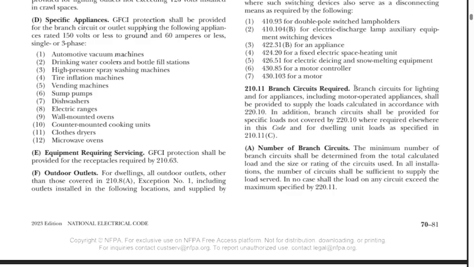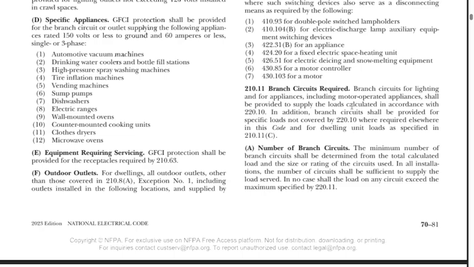All right. And I'm going to point out another code section, and then for those of you who want, look into this over today, and then tomorrow when we get in, we'll talk more about this, because we're going to have a lot of calculations here. I thought we'd get to this today, but we're not. So, branch circuits for lighting and for appliances, including motor-operated appliances. Let's say the dryer is a motor-operated appliance. Garbage disposal, motor-operated appliances. Again, appliances, different types, blenders, etc. Shall be provided to supply the loads calculated in accordance with 220.10.